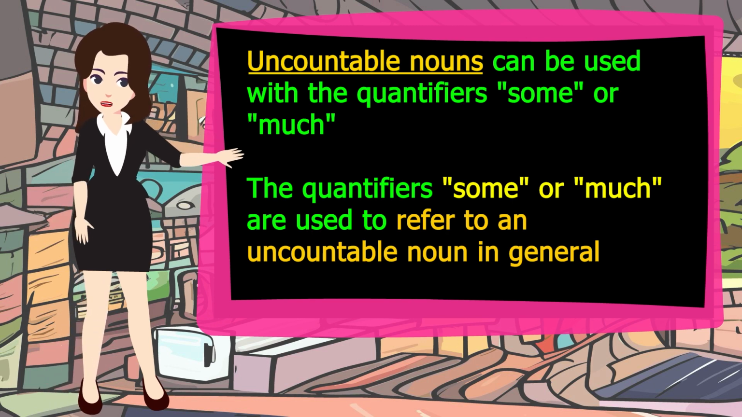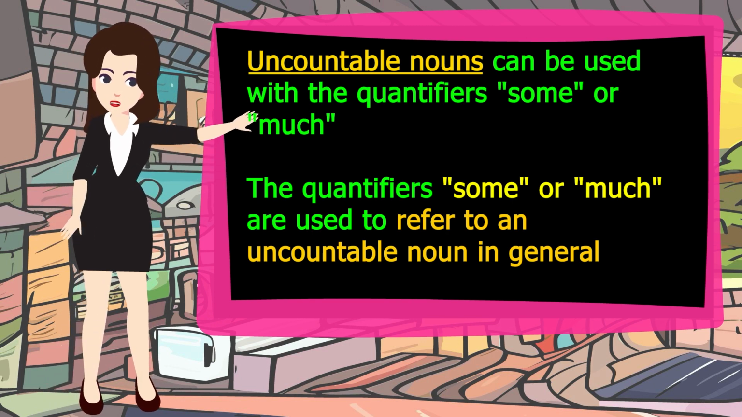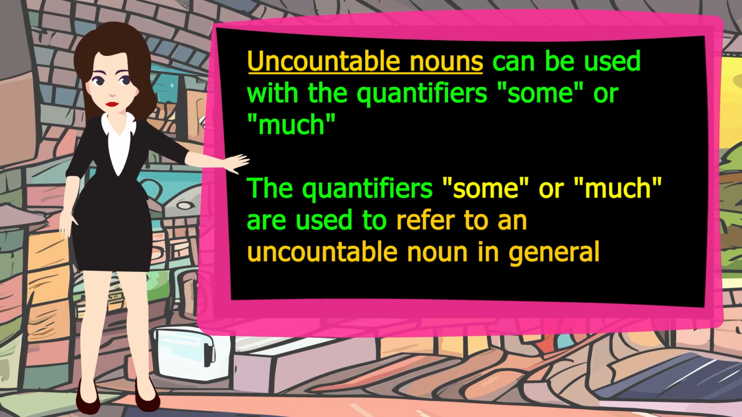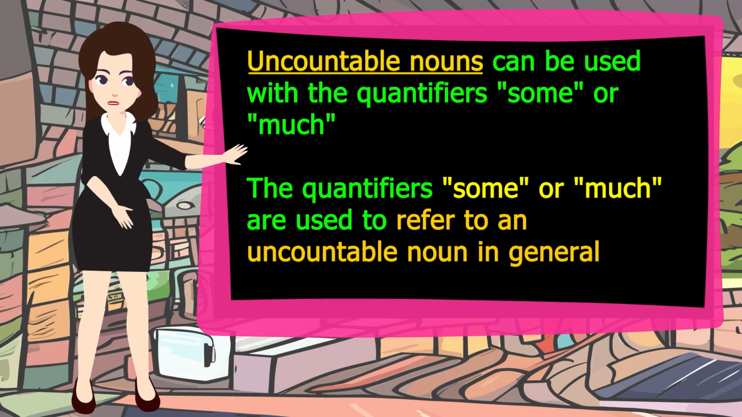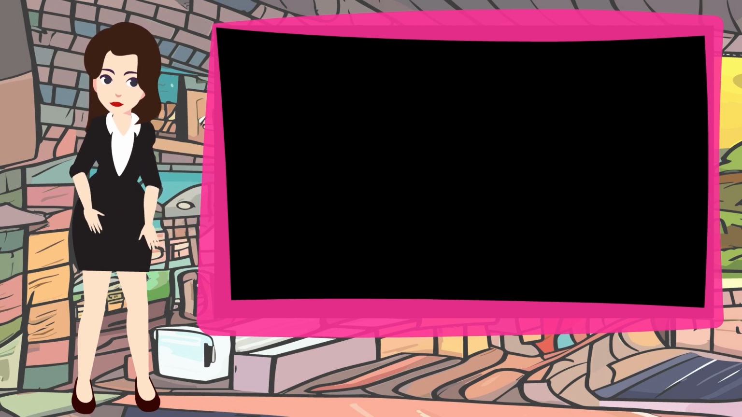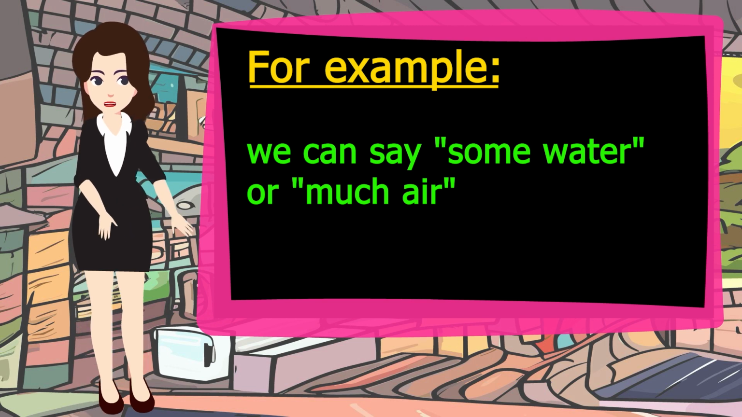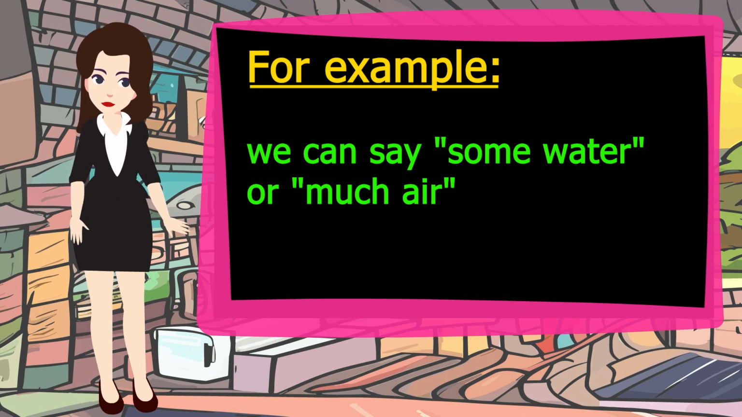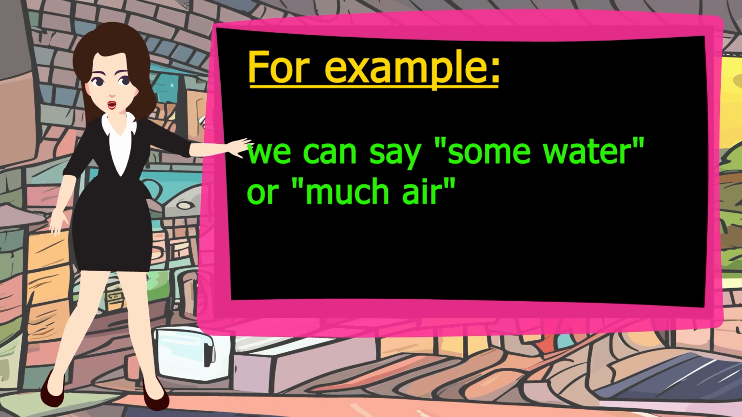Uncountable nouns can be used with the quantifiers some or much. The quantifiers some or much are used to refer to an uncountable noun in general. For example, we can say some water or much air.